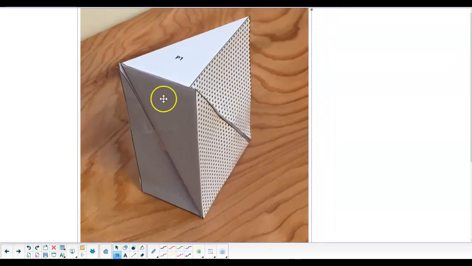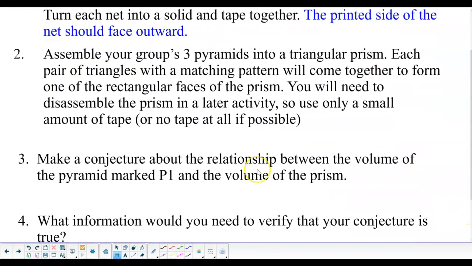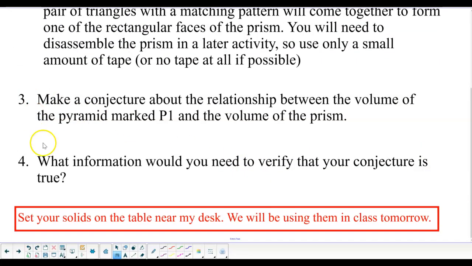So this is what your solid should look like when all 3 come together. All right, let's talk about question 3 and 4. Hopefully you had a chance to go through and work through those as well in your group. If you didn't, then let's press pause on the video and make sure you had a chance to talk about questions 3 and 4. And we can press play in a couple of minutes.